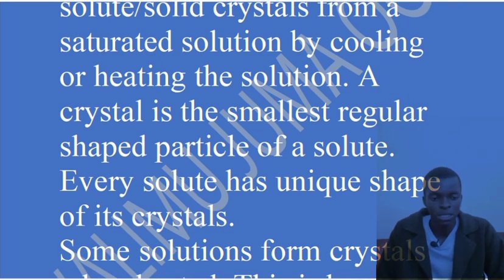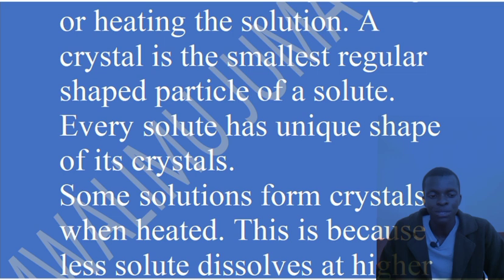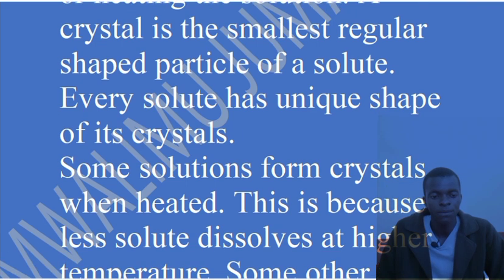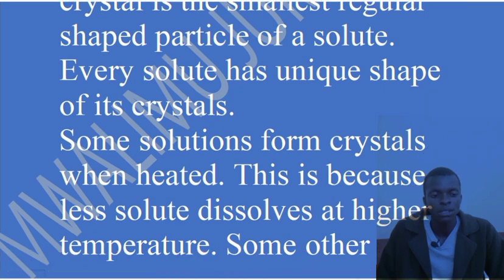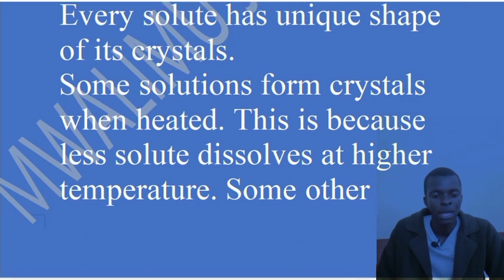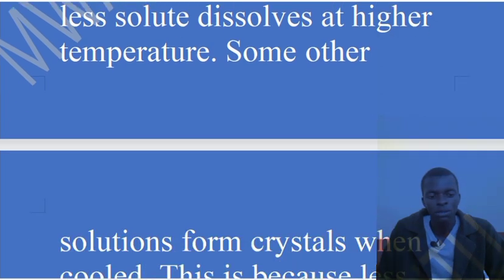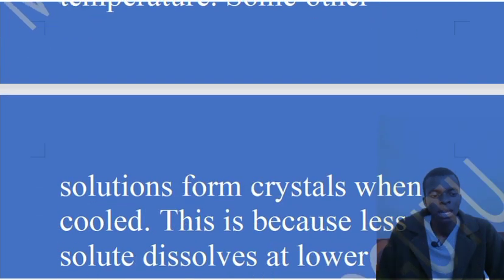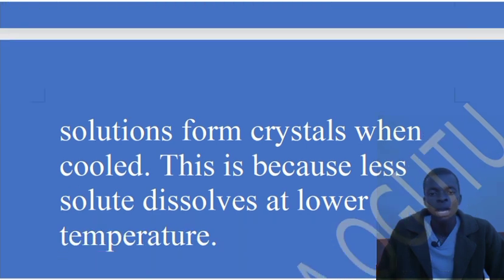We place about 1 spatula full of the hydrated copper 2 sulfate into 200 cubic centimeters of distilled water. Then stir as we continue adding a little more of the hydrated copper 2 sulfate crystals and stirring until no more can dissolve. Then we filter and cover the filtrate with filter paper.